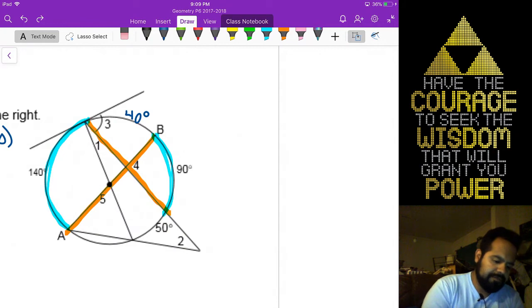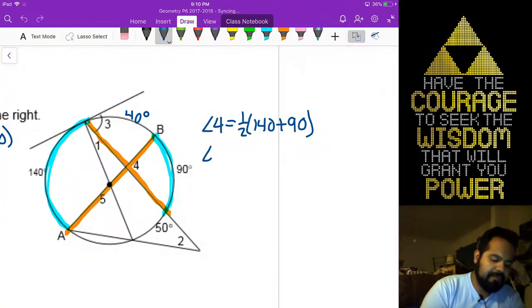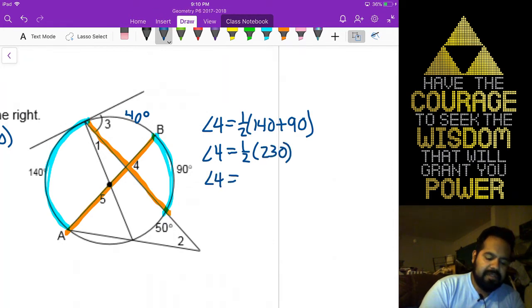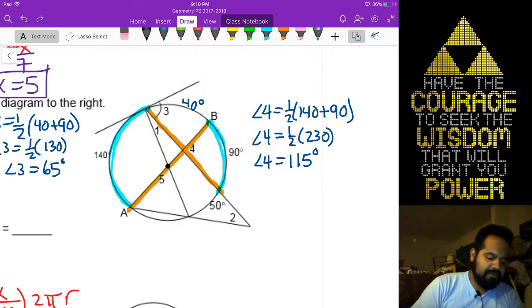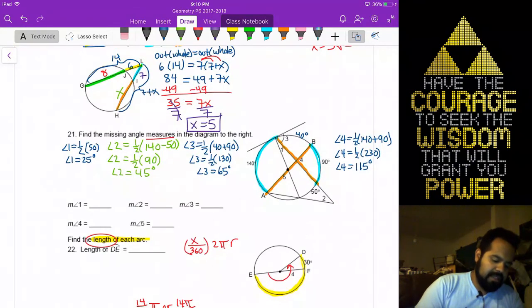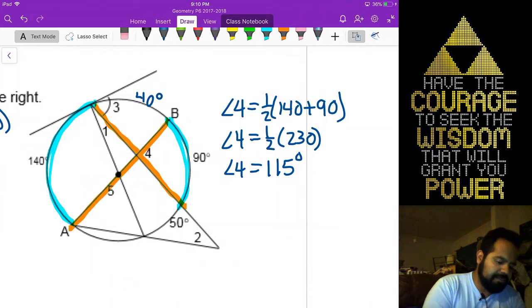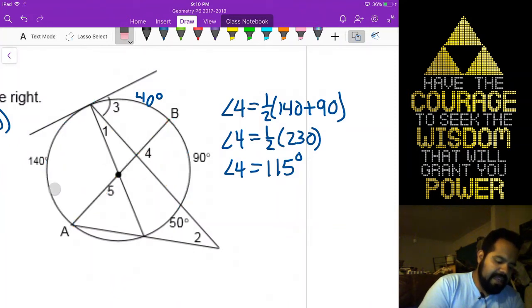Angle 4 is going to equal 1/2 of 140 plus 90. This is the one where we add them together. So that's 115. All right, almost there. And I'm always running out of room. I never have enough room on these. That's okay. Angle 5 is formed from the intersection of this and this.